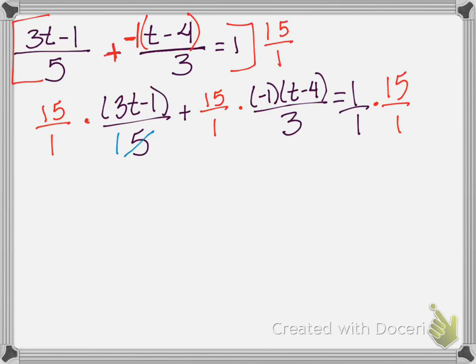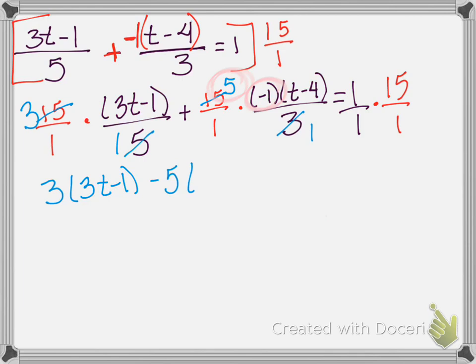5 goes into 5 one time. 5 goes into 15 3 times. So now this is 3 times 3t minus 1. Okay? 3 goes into 3 once. 3 goes into 15 5. But look, I've got 5 and I've got a negative. What's 5 times negative 1? Good. So I am distributing that negative 5 to t minus 4. That negative is what causes students fits. It's that negative. Okay? So be careful with that negative.